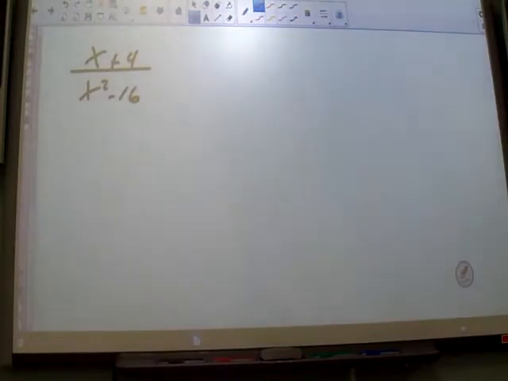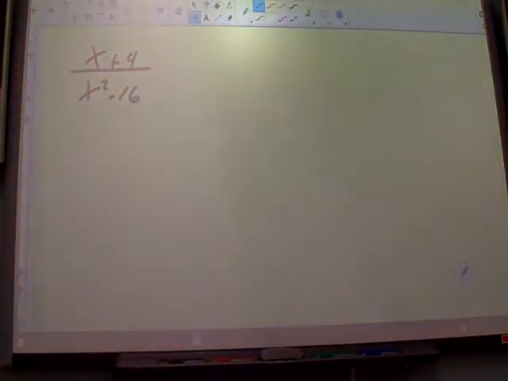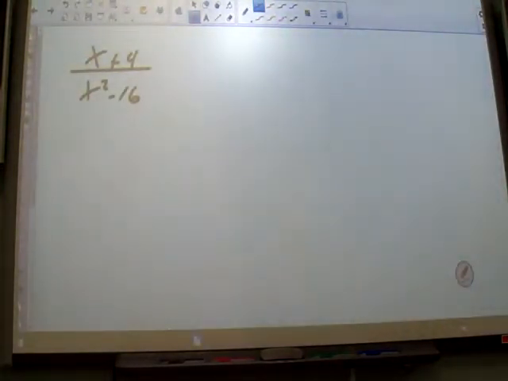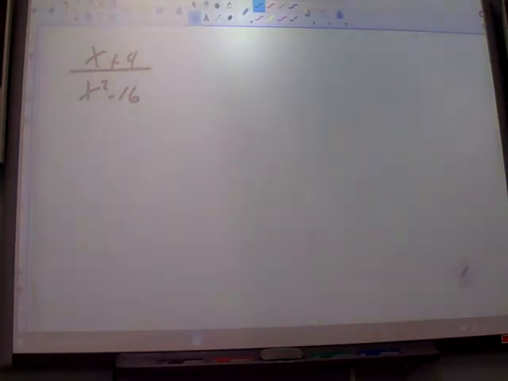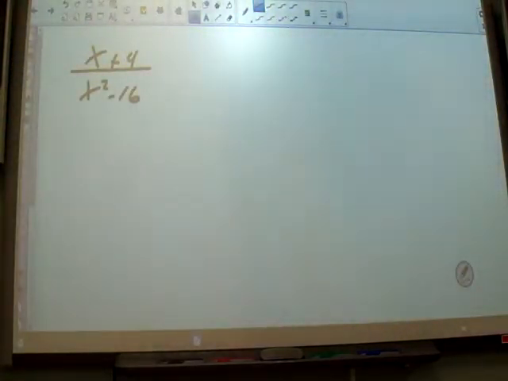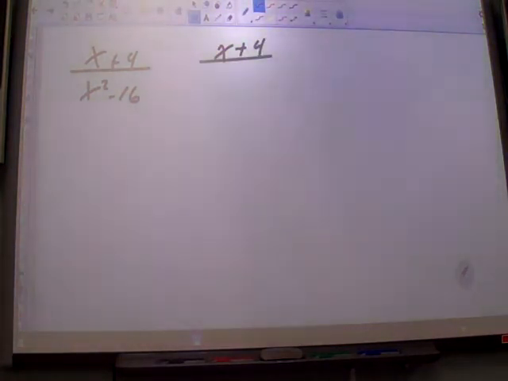Okay, Tori and Grant both think the denominator can be factored, and they're right. What about the numerator? Can it be factored? No, x plus 4 is already broken down, so I can't do anything with that. So I'm just going to keep x plus 4 on top. How does the denominator factor?